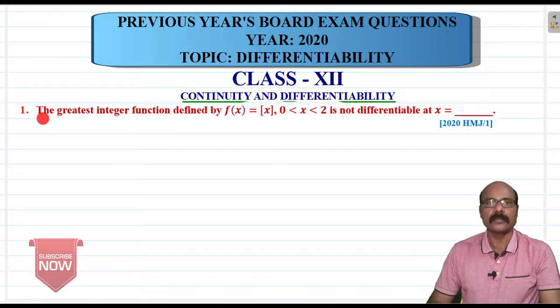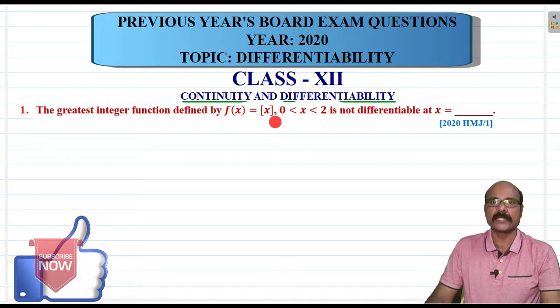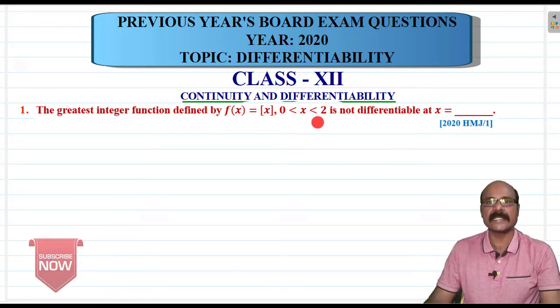Look at this question. The greatest integer function defined by f of x is equal to [x], where 0 < x < 2, is not differentiable at x equal to what? So what is the function they have given here? They have given f of x is equal to the greatest integer function, or step x function, and they have given the interval 0 < x < 2.